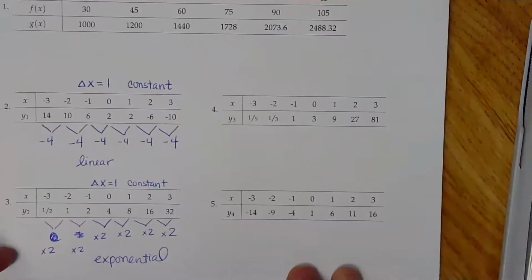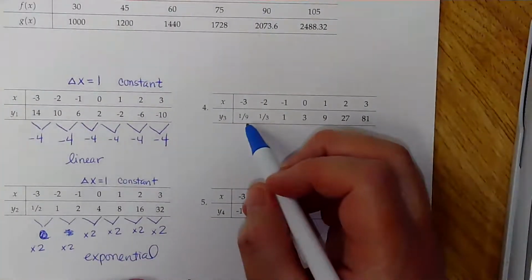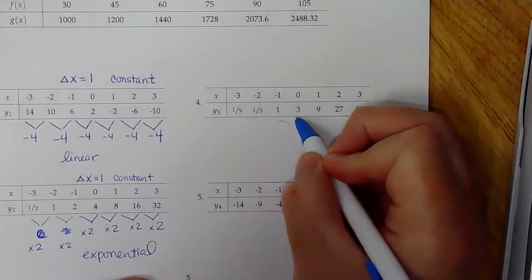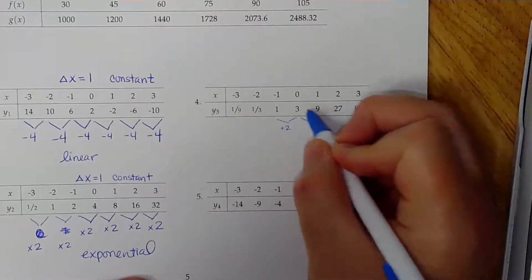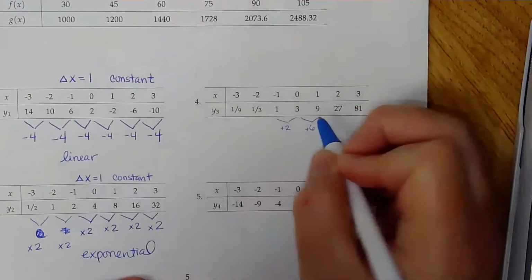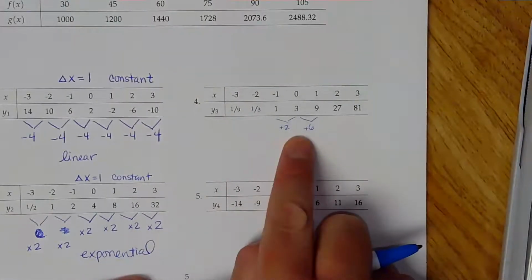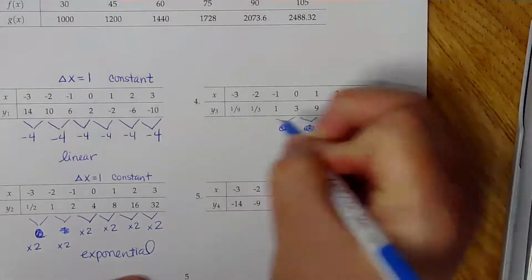All right, number 4. So look at this, and I go, oh, I don't really want to subtract those fractions. So I'm going to start over here to see if it's linear. So the difference between 1 and 3, so 3 minus 1 is plus 2. 9 minus 3 is plus 6. So this one's definitely not linear. Otherwise, these two numbers would have to be the same. So let's try for exponential.